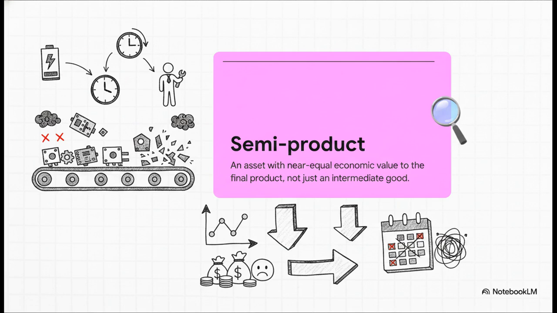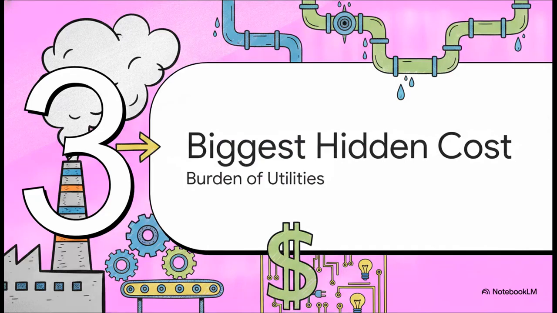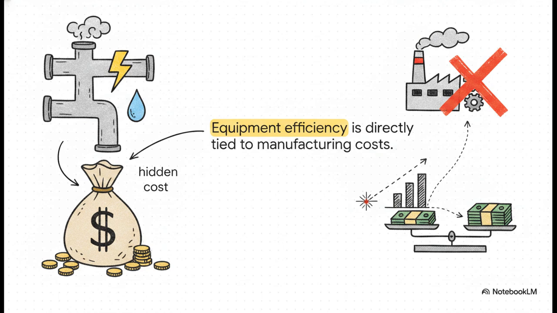Losing it causes an immediate hit to your revenue and completely throws off your production schedule. Okay, Section 3, the biggest hidden cost: utilities. We've talked a lot about process. Now let's talk about equipment efficiency.